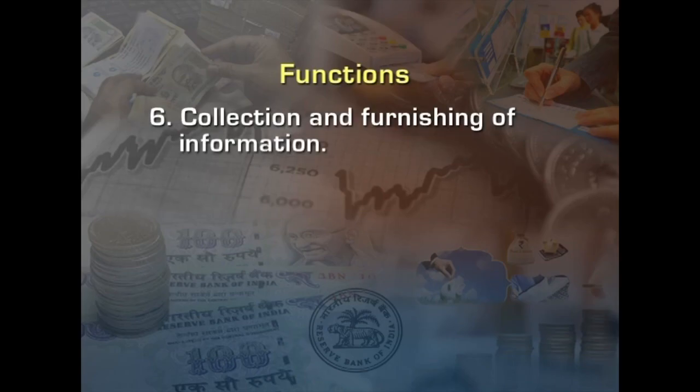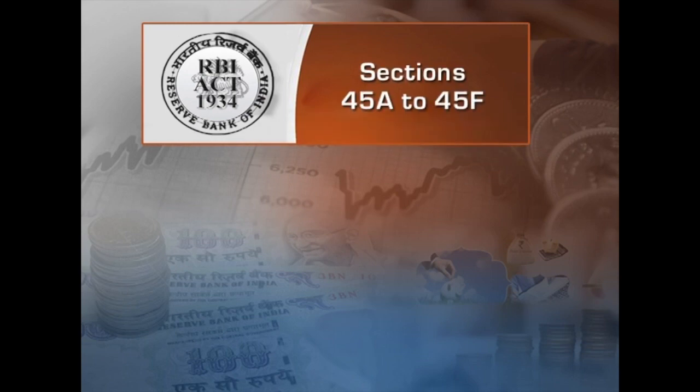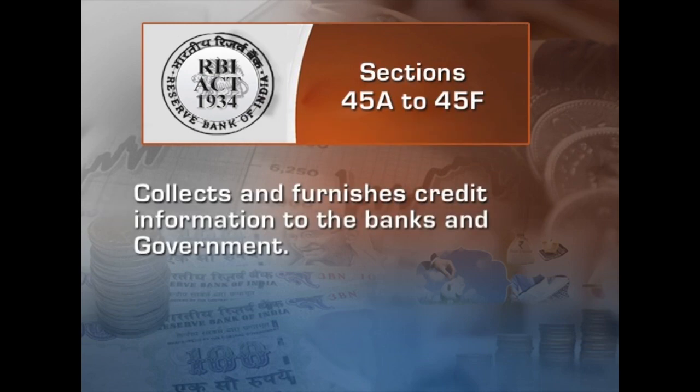6. Collection and furnishing of information. The RBI, under sections 45A to 45F, collects and furnishes credit information to the banks and government.